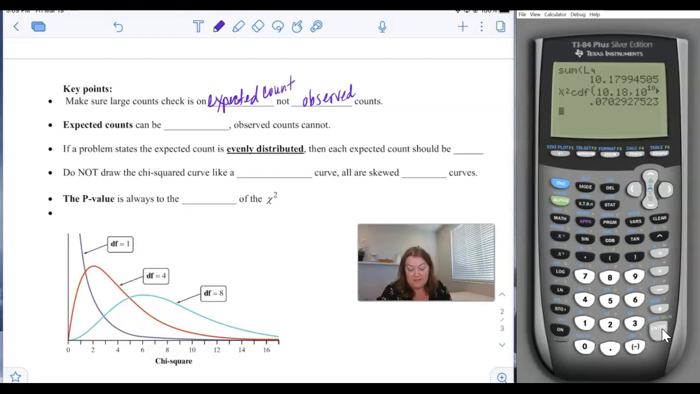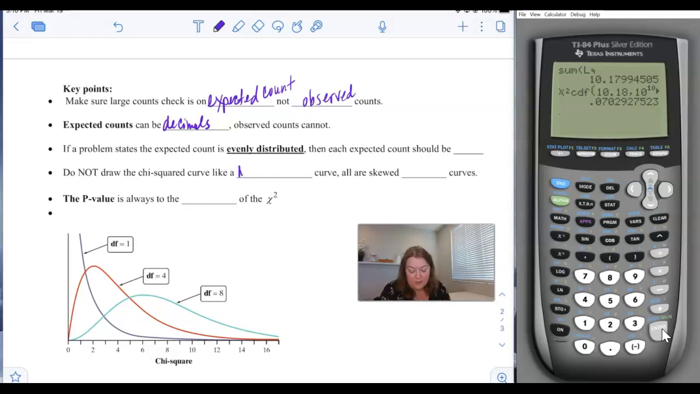Okay, expected counts can be decimals, observed cannot. If a problem states that the expected count is evenly distributed, then all I would do is keep all of those percentages the same. If there were 5, they're all 20%. If it's 4, 25%, right? Get the idea?